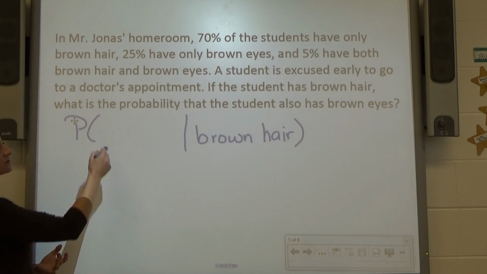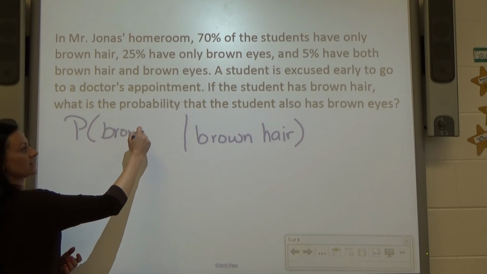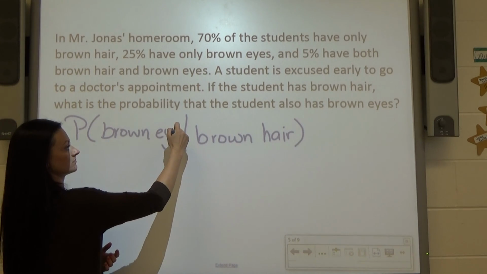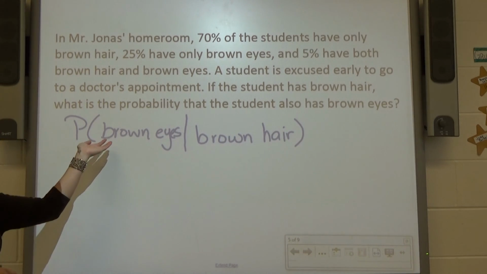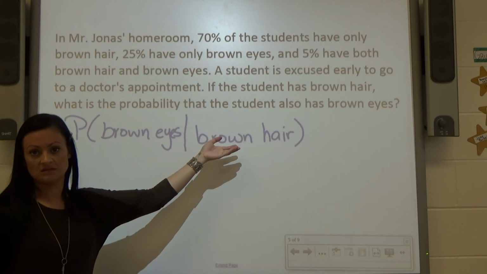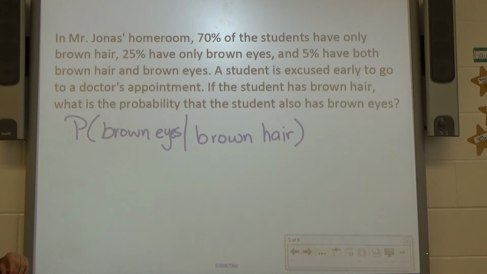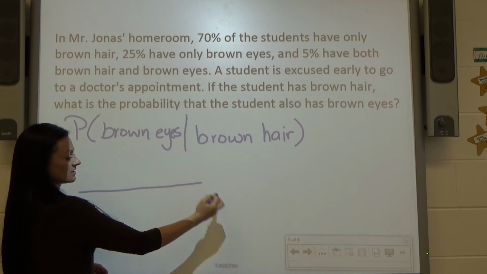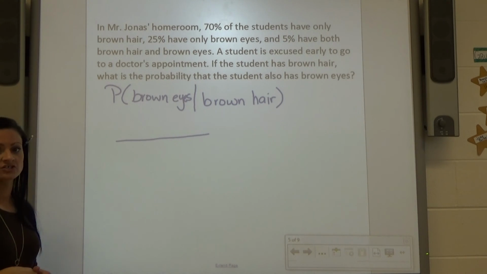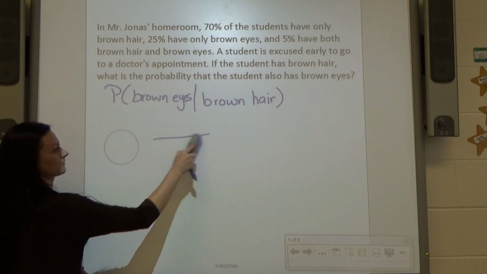And I'm looking for a student that also has brown eyes. So that's my event A. Event B is that they have brown hair. So ultimately, I need to find the students that have brown hair and the students that have brown eyes and brown hair. So my equation that we're going to set up, or my probability fraction, I can give myself some more room.